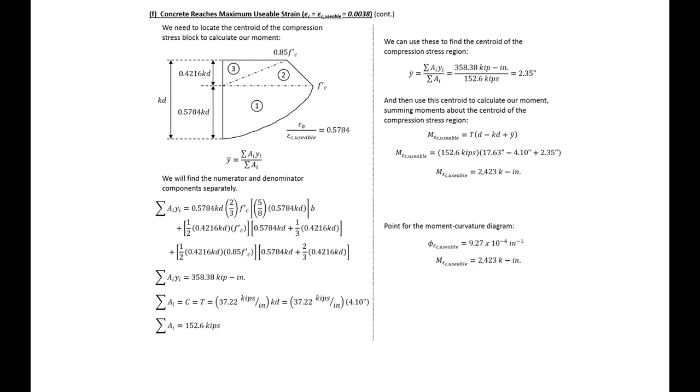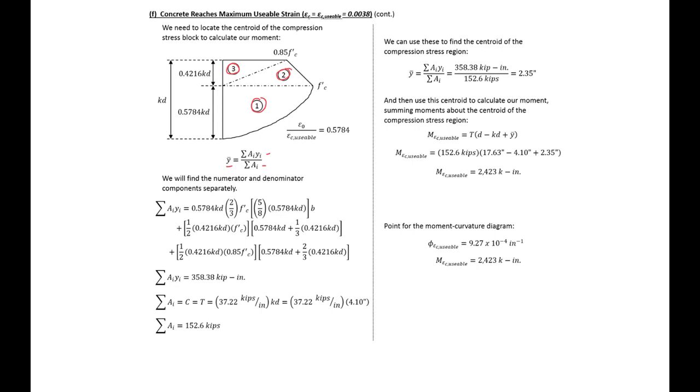To calculate our moments, we need to find the centroid of our compression stress region again. And to do this, we're going to break up our compression stress region into three different components. We can then find our y bar is equal to the summation of our A times y divided by the summation of all our areas.